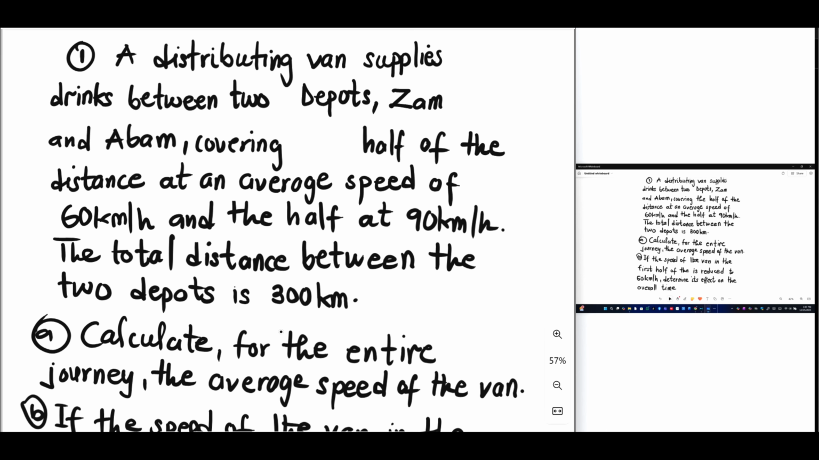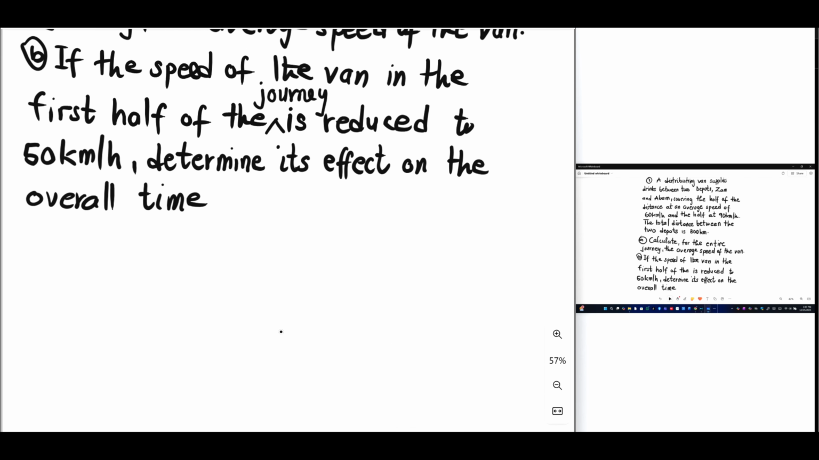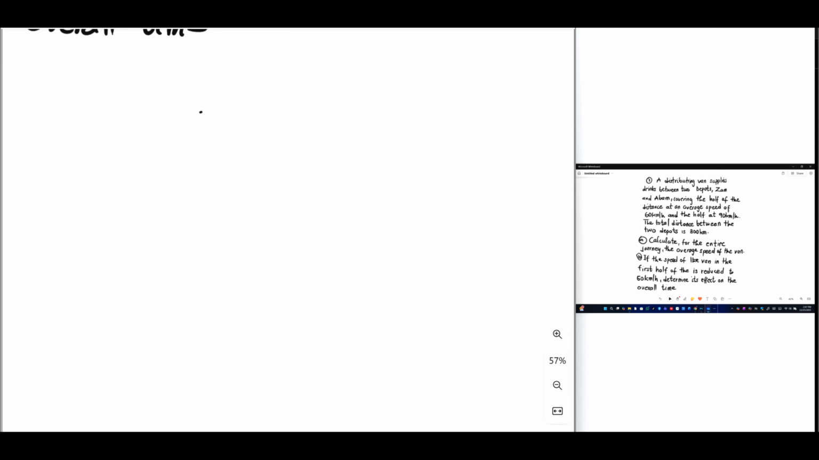So in this problem, we have two depots, and a van that moves from Azam to Abam, covering a distance of 300 kilometers. Half of the distance is covered at 60 kilometers per hour, and the other half at 90 kilometers per hour. This will help us to determine the time taken to cover each half. So let's start our solution here.